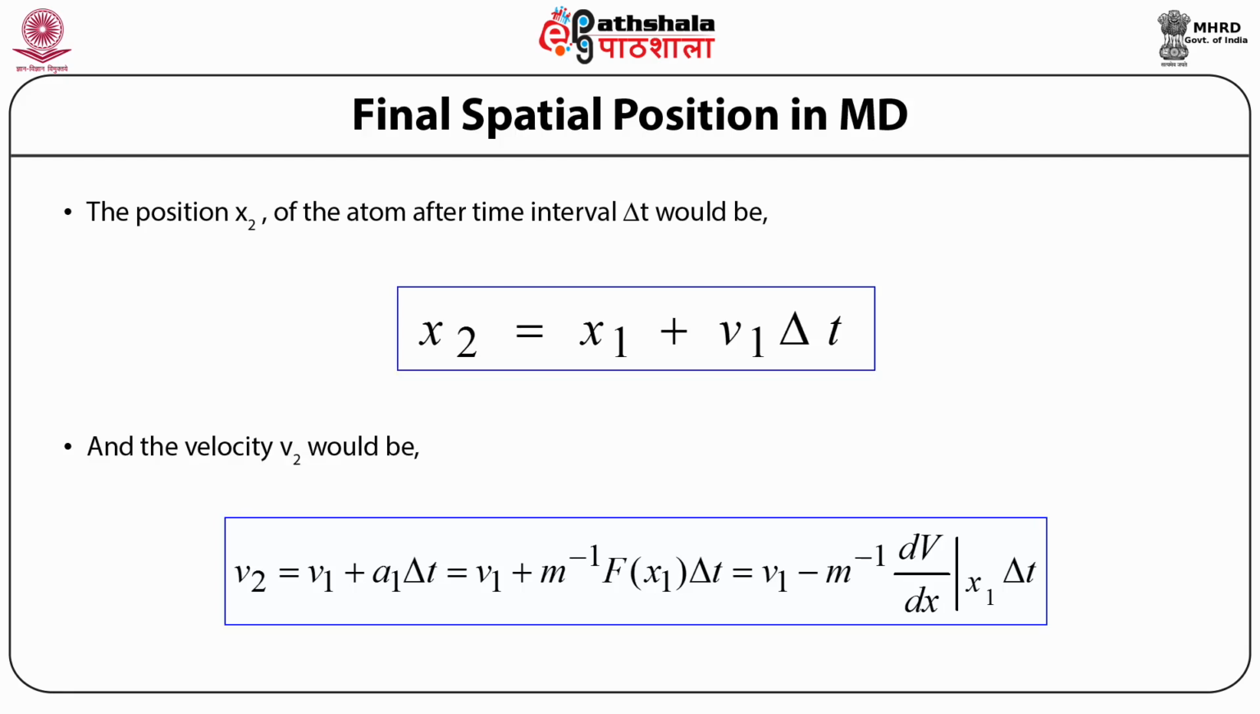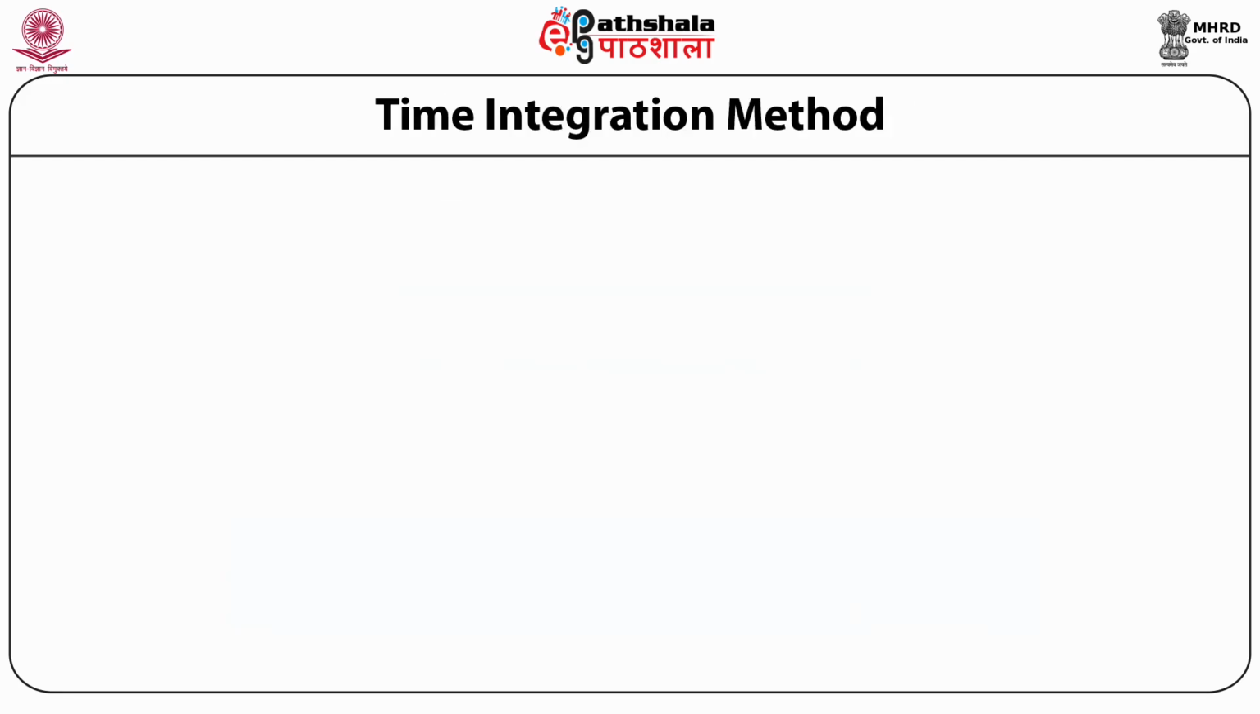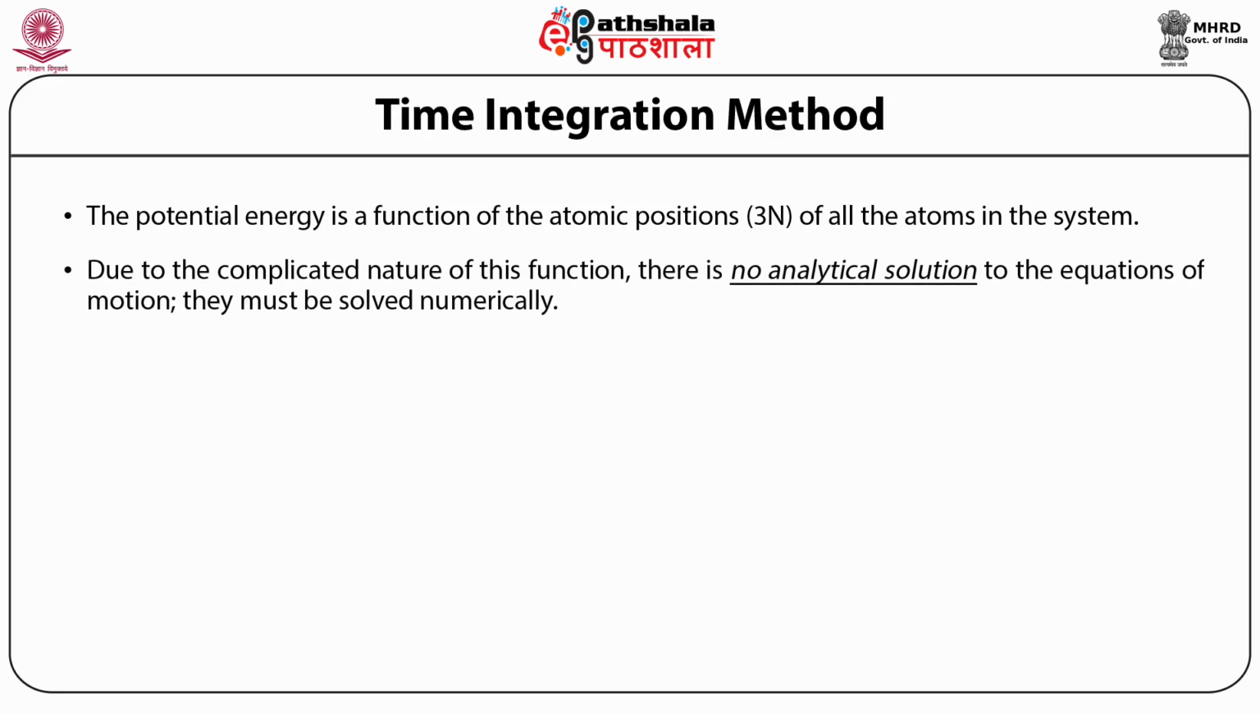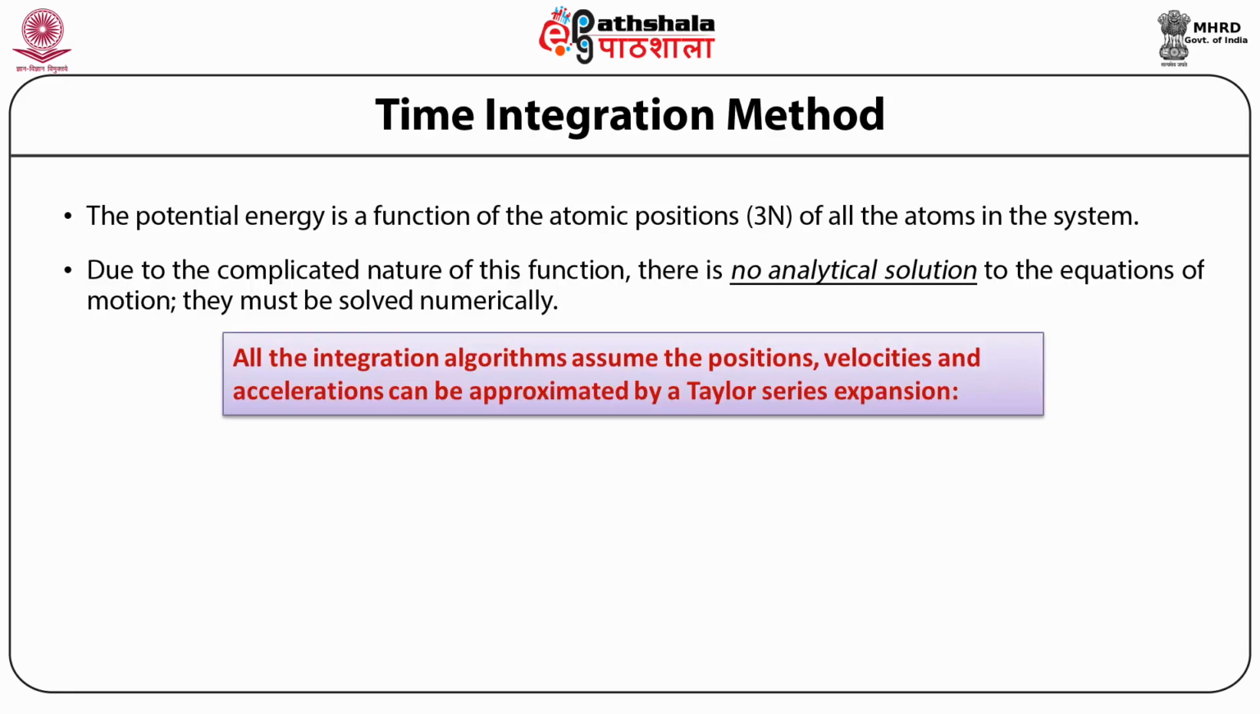So here comes the spatial position to recover. We require the next point, v1 or v2, which shows the time integration method. Potential energy is a function of the positions of all the atoms of the system, so there is no way we can calculate an analytical solution by differentiating or integrating the equations. So we have to solve it numerically. Hence, we require an integration algorithm, which assumes position, velocity, and acceleration can be approximated by a Taylor series.